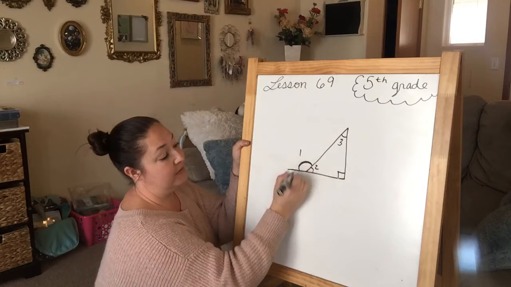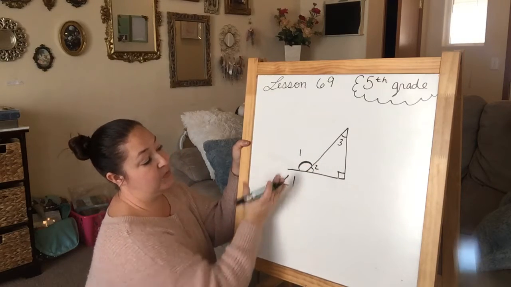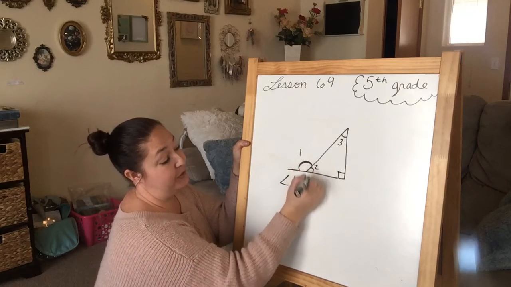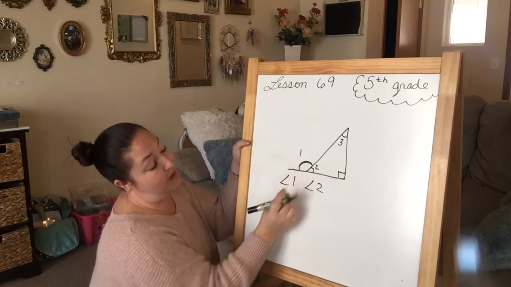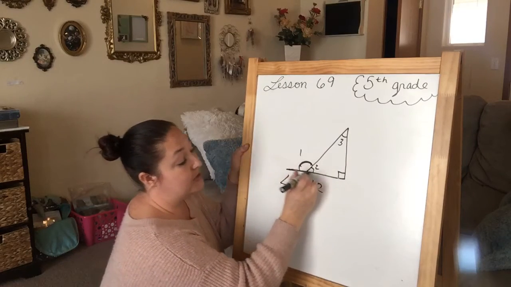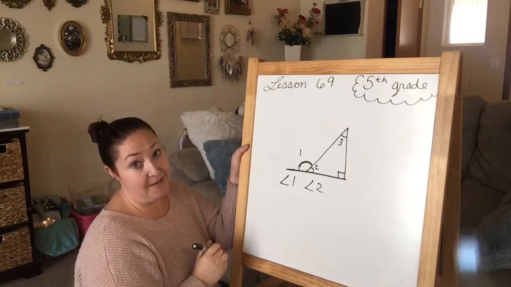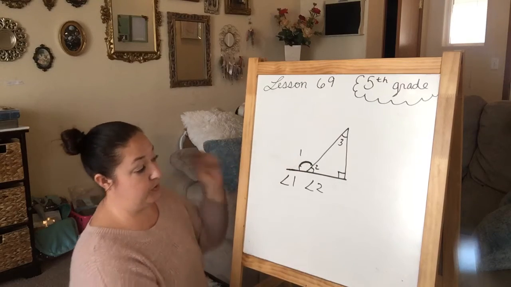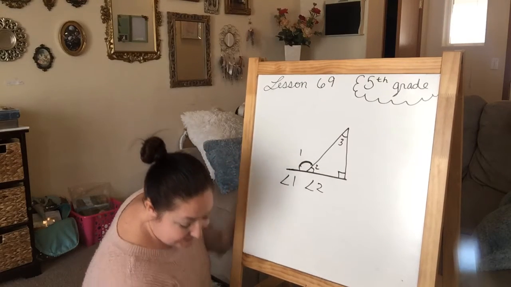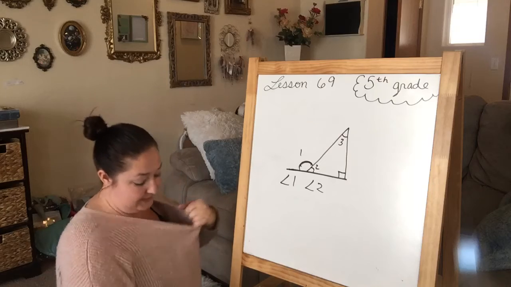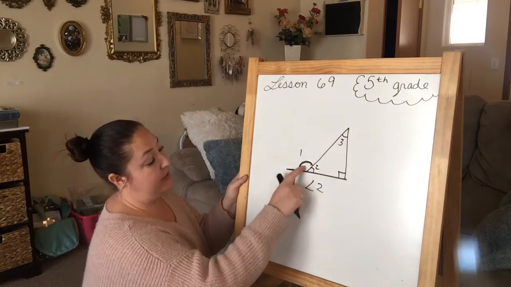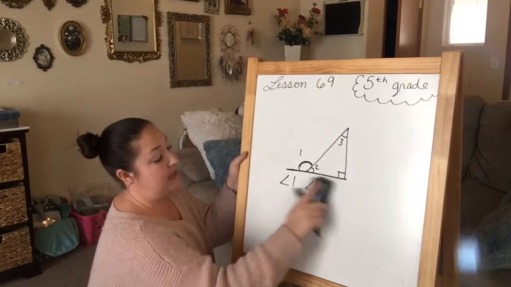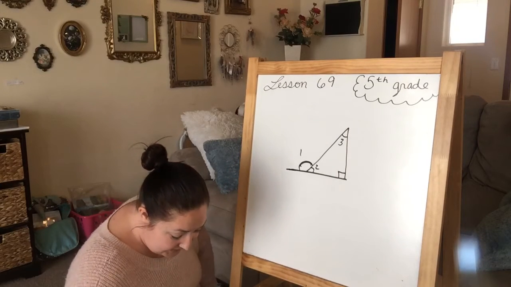Well, we have this one, angle 1, looks pretty big, and then we have angle 2, which is kind of small, but together they equal a straight line. You see that? So those two are supplementary. They appear to be supplementary. These two right here, because it equals 180. Easy peasy.